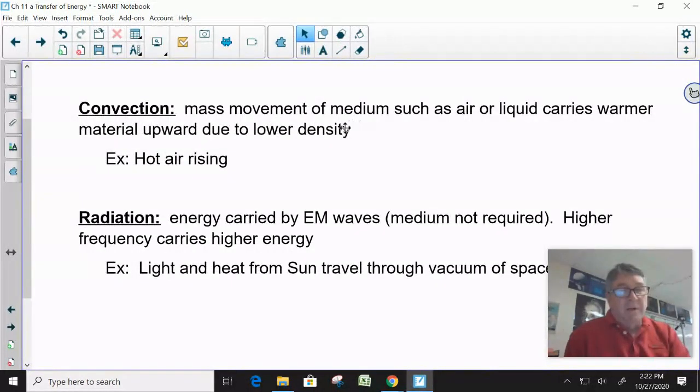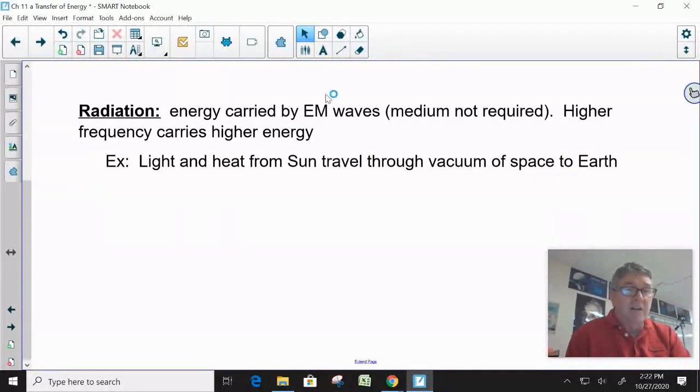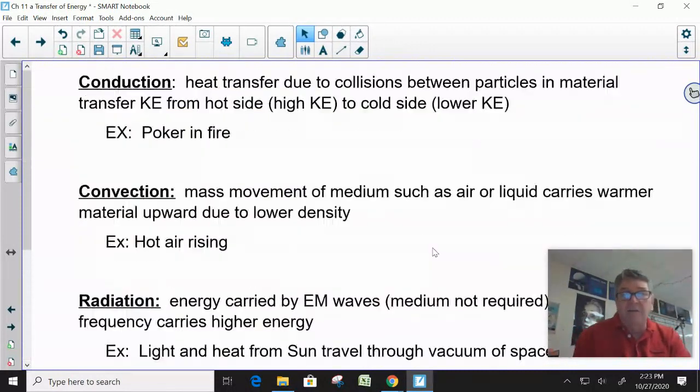Convection is mass movement. It's usually air or liquid. And again, the medium actually literally moves. So the air moves from one location to another, or water moves from one location to the other. And a good example of that is hot air rising. And finally, radiation is energy carried by electromagnetic waves. There's no medium required, although there could be a medium. And higher frequencies carry higher energy. And so light and heat from the sun travels to the earth. So that's a real quick summary of the three methods of heat transfer.